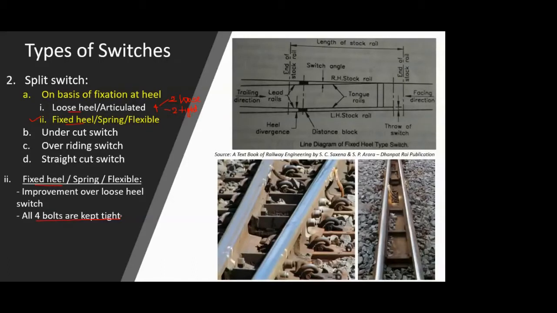Okay. So now you might think that if all the 4 bolts are kept tight, then how will the tongue rail move? It's not like that. In case of fixed heel, the tongue rail does move. Obviously, it has to move, otherwise there is no use of that tongue rail. So it will be moving in a fixed heel as well.